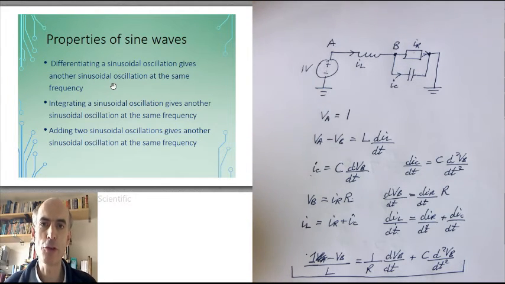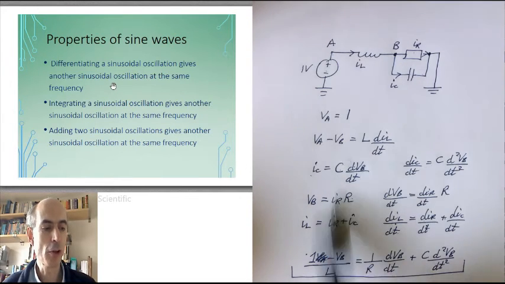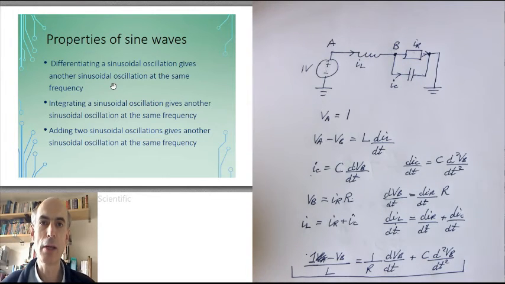We also have this useful result that adding together two sine waves of the same frequency results in another sine wave at that same frequency. And that's all we're doing in our analysis here. We're differentiating and we're adding up these results. And if all of these things are sine waves, then every result that we're going to be getting is going to be a sine wave.